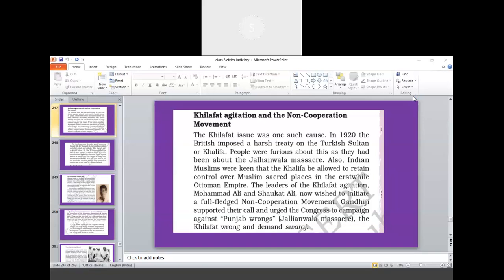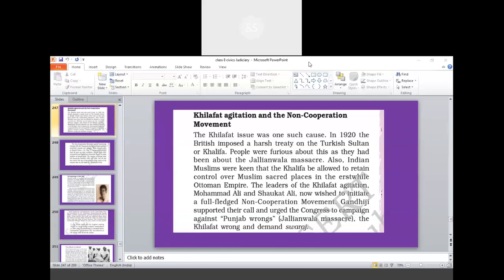Act passed in the year 1919. The Rowlatt Act provided enormous power to the British officers or the British police to arrest any Indian and keep him in the prison without trial for how many years? Two years, sir. Okay.